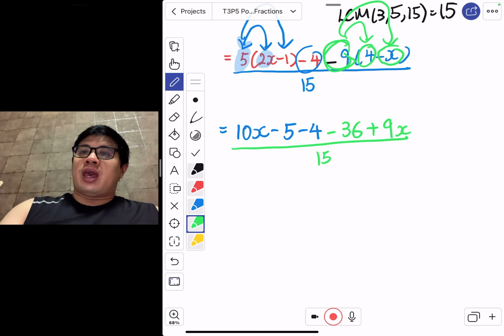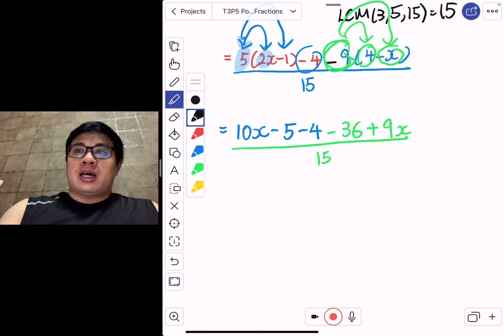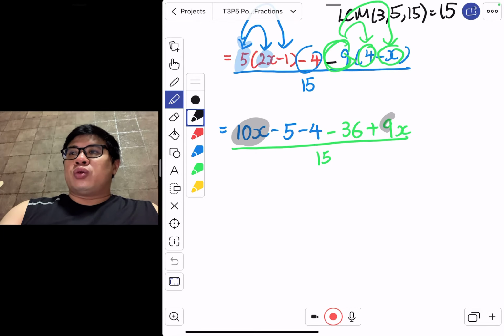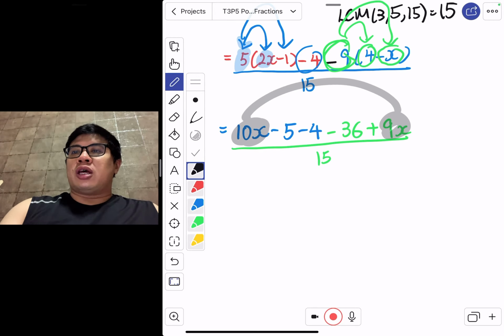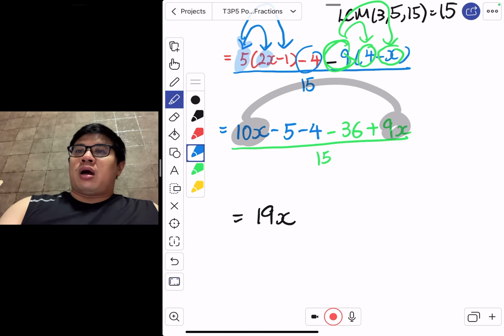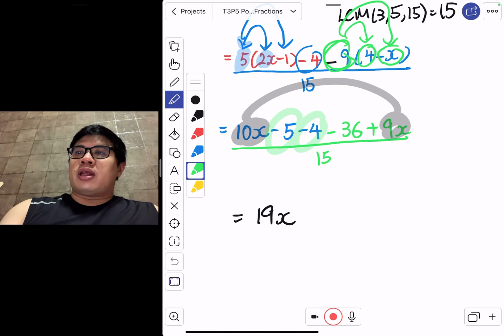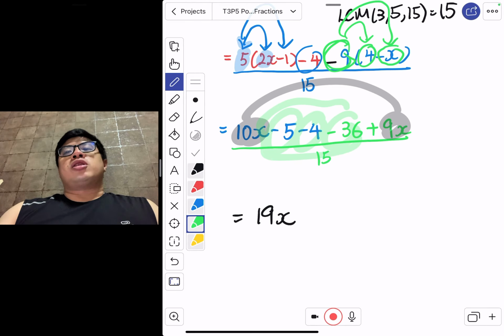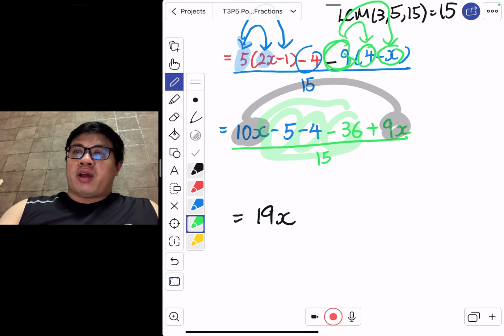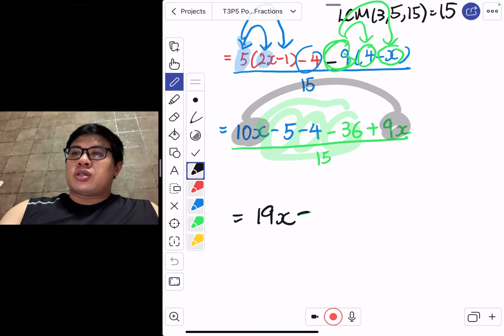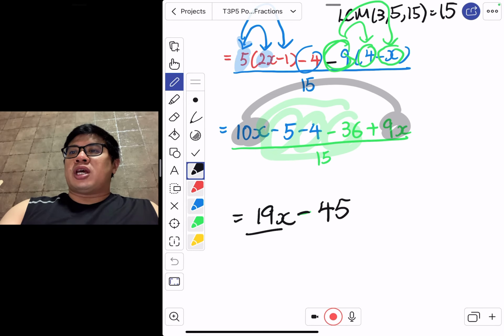And with that, just combine your like terms. 10x is alike to 9x. These two together, 10 plus 9, give you 19x. Minus 4, minus 5, minus 36 all together should give you a total of minus 45. And the denominator is 15.